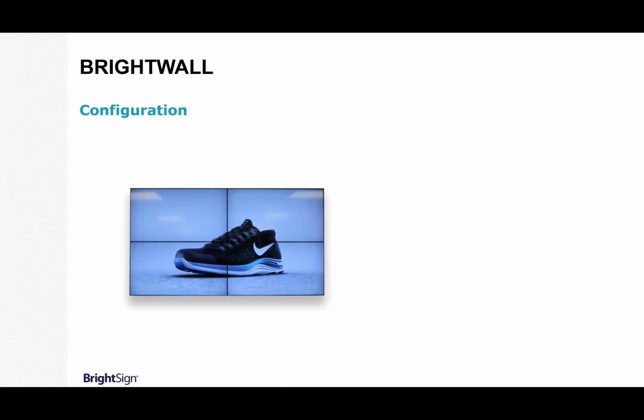Now, the configuration of a BrightWall is fairly straightforward. Let's imagine, for example, this 2 by 2, for 4 screens total, video wall. For each screen, I need a BrightSign player. I show the LS player here. Really, any BrightSign player can be used. All current models support this mode. So here I have 4 screens and therefore 4 LS players all connected to their screens.